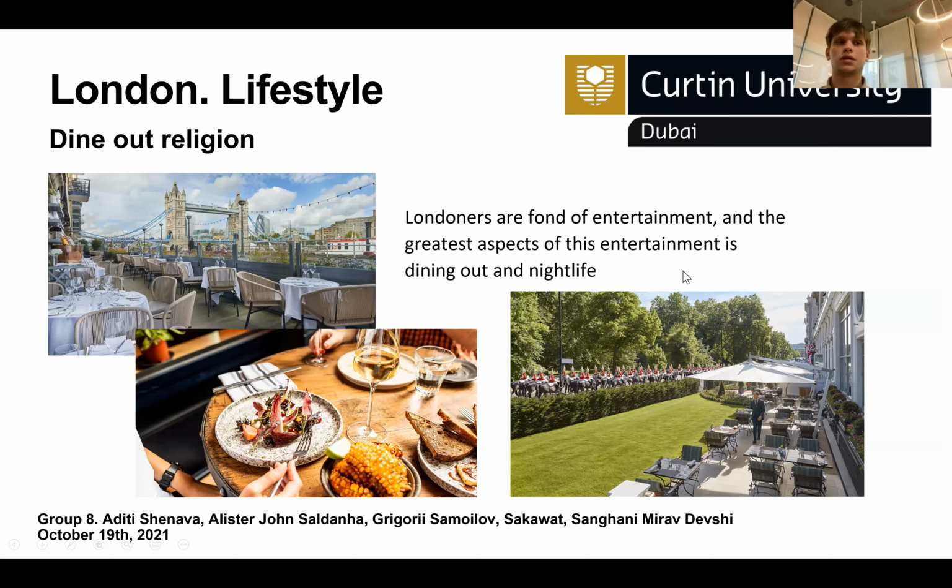Also, dining out is integral, the biggest part of the London lifestyle. Dine out and the nightlife. Foodies should make a pilgrimage to Borough Market, close to London Bridge, to experience the incredible range of organic foods and homemade produce. Nightlife and entertainment in London is very common with the locals.